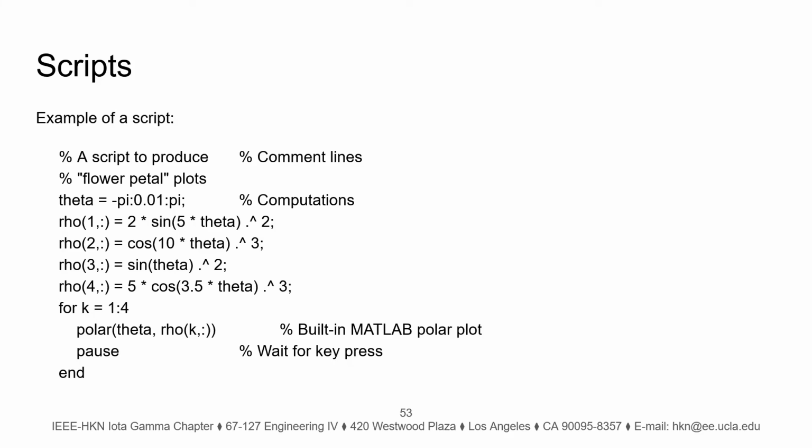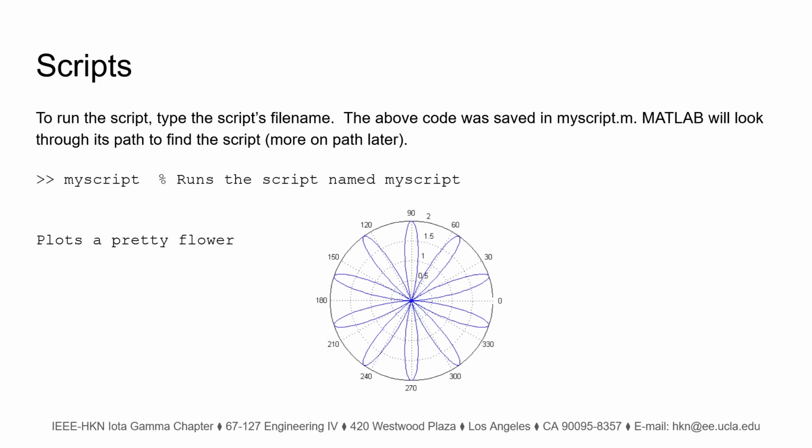Here's an example of a script that produces flower petal plots. We've got some basic computations here, a bunch of lines of code. We've got a for loop here that executes a built-in polar plot, then a pause to wait for a key press at the end of that script. To run the script, type the script's file name in the command line. The above code was saved in myscript.m. MATLAB will look through its path to find the script.